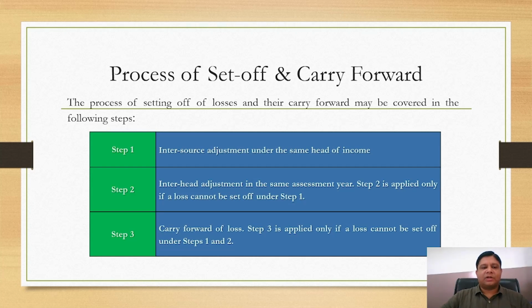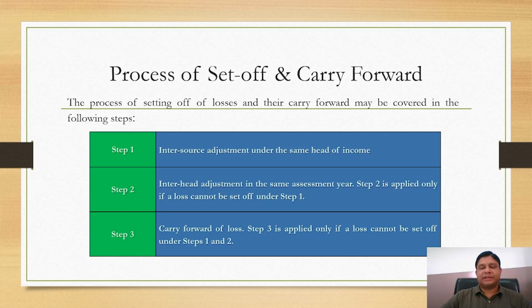Now, let's talk about step 2, inter-head adjustment in the same assessment year. Step 2 is applied only if a loss cannot be set off under step 1, where in respect of any assessment year, the net result of any head of income is a loss. The same can be set off against the income under any other head for the same assessment year. For example, if there is a loss from business and profession, then it can be adjusted against other heads.